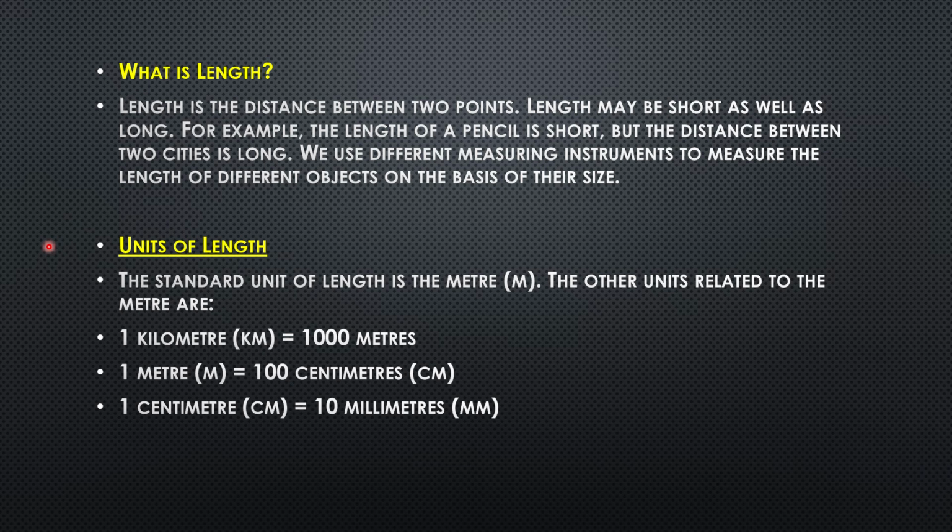Similarly, there are some units which are needed to measure length. For example, the standard unit of length is the meter. There are some other units related to the meter, like the kilometer. 1 kilometer is equal to 1000 meters. 1 meter is 100 centimeters and 1 centimeter is 10 millimeters. Meters, centimeters, millimeters are the different units of length which are used as per the objects.